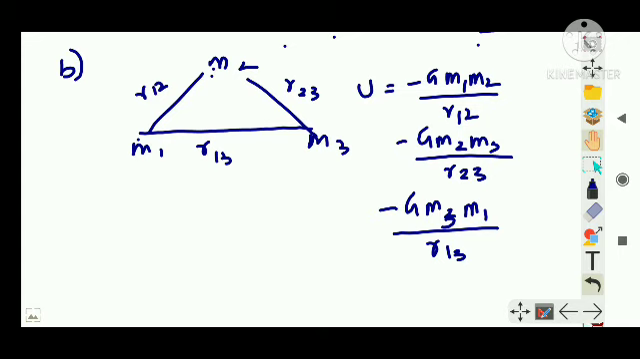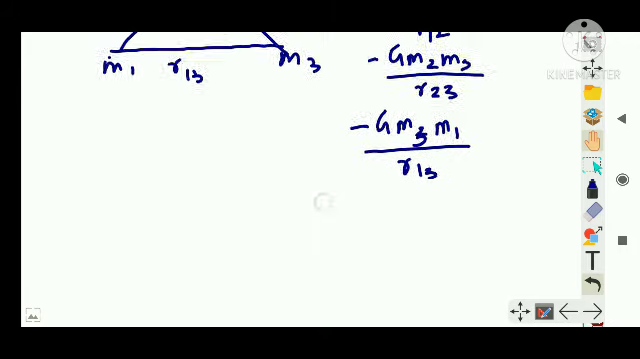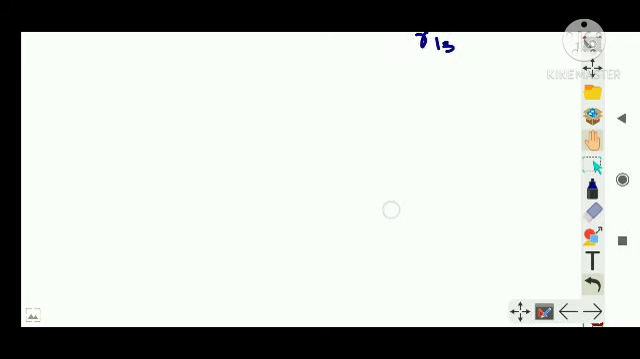So you go on adding. If this is a three-particle system, and you have n particles, you can write it for that also, very easy, right? So this is how you write the gravitational potential energy for a three-particle system. The total gravitational potential energy of the system is the sum of the gravitational potential energy of all pairs. Clear? Easy.